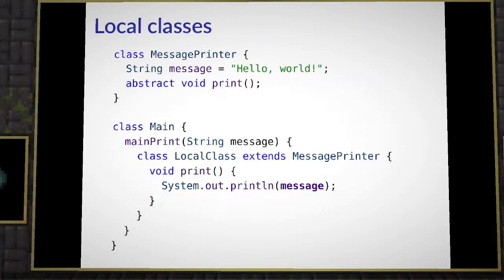We have an example here with 2 or 3 classes if you count the local one. And you can see that the local class extends the message printer, which in turn has a field named message. And there's also a parameter named message on the makePrint method. And the bold message here that is printed actually refers to the field of the message printer class, and it's not possible to reference the parameter from that point.